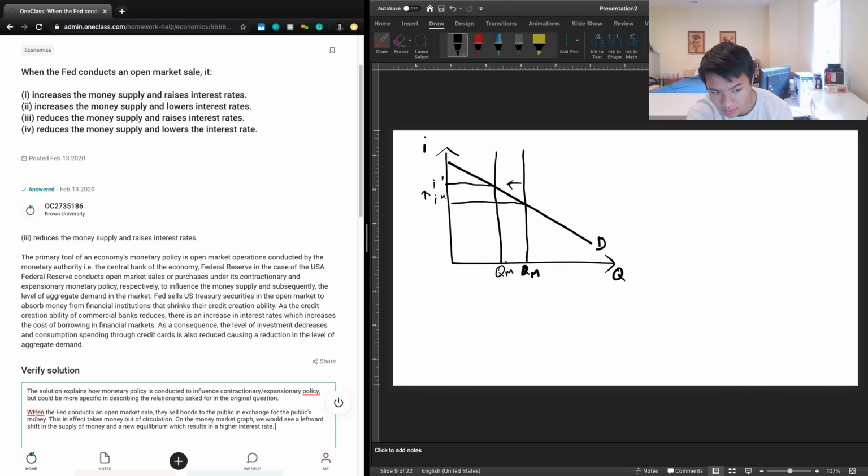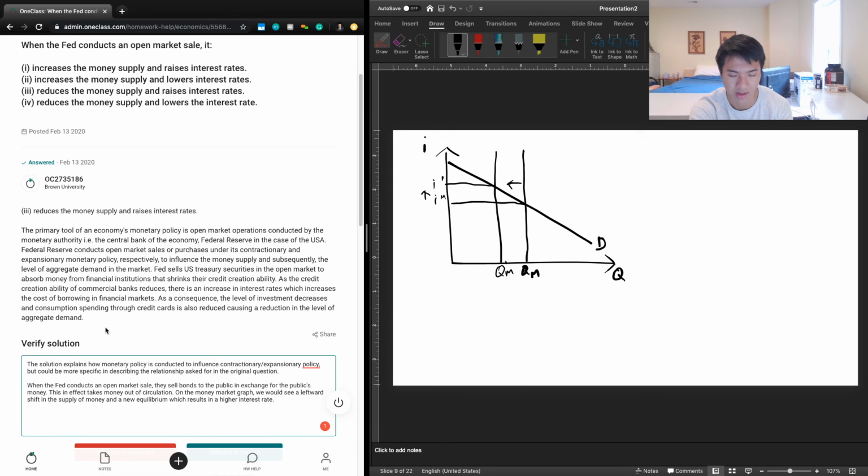And so, a little typo here. But otherwise, I think this explanation is good if you're trying to understand how the Fed goes about influencing the economy through open market sales. But this is kind of a front to tail explanation. We're really focusing on the front end of the explanation, which is what is the actual link.